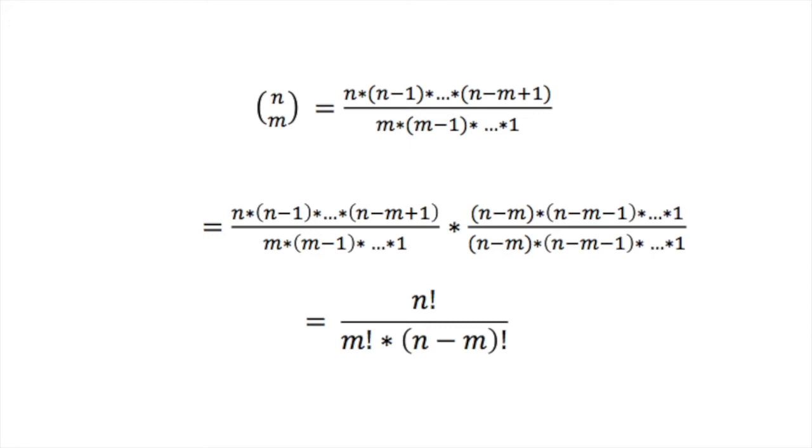Let us now multiply the numerator and the denominator of this fraction by n minus m factorial. Then the numerator, which was n times n minus 1 times and so on times n minus m plus 1, is now multiplied by n minus m times n minus m minus 1 times and so on times 1, which is now n factorial. And the denominator is now multiplied by n minus m factorial. In total, we have n factorial in the numerator and m factorial times n minus m factorial in the denominator. This is a very well-known formula for the number n choose m.